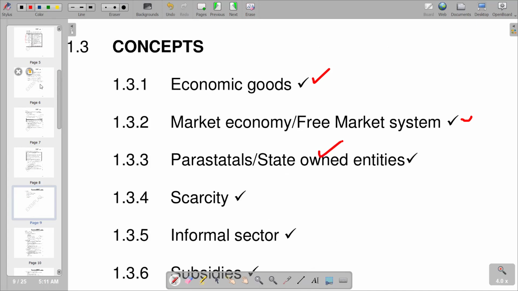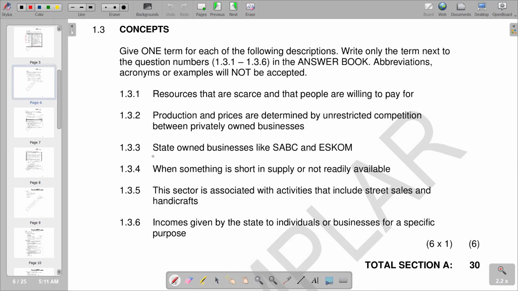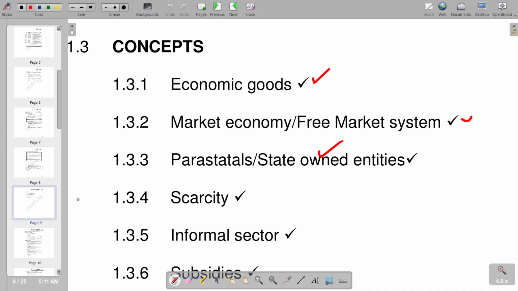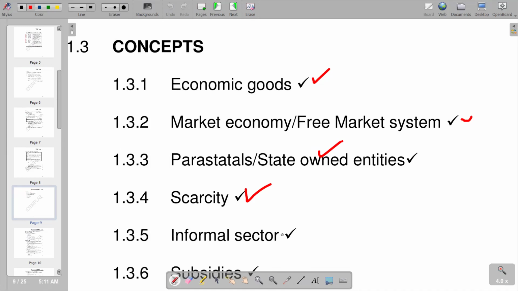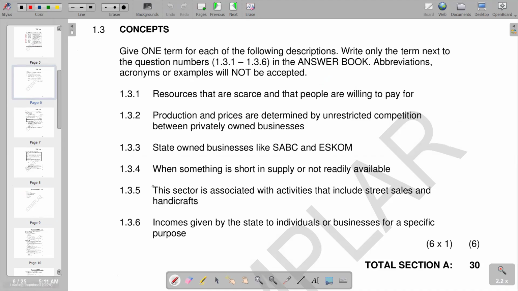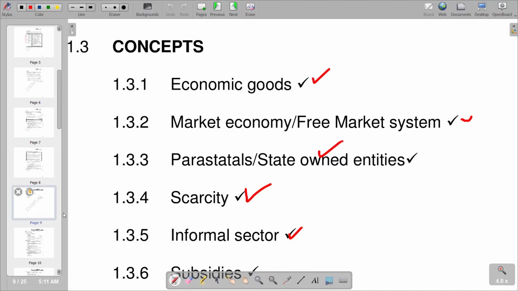Then I'll move on to the next part, which reads, when something is short in supply or not readily available, this is a scarcity. Move on to the next part whereby saying this sector is associated with activities that include street sales and handicrafts. And this is the informal sector. So in terms of the next one, it says incomes given by the state to individuals or businesses for a specific purpose. We call that subsidies. So we have subsidies as the correct response.